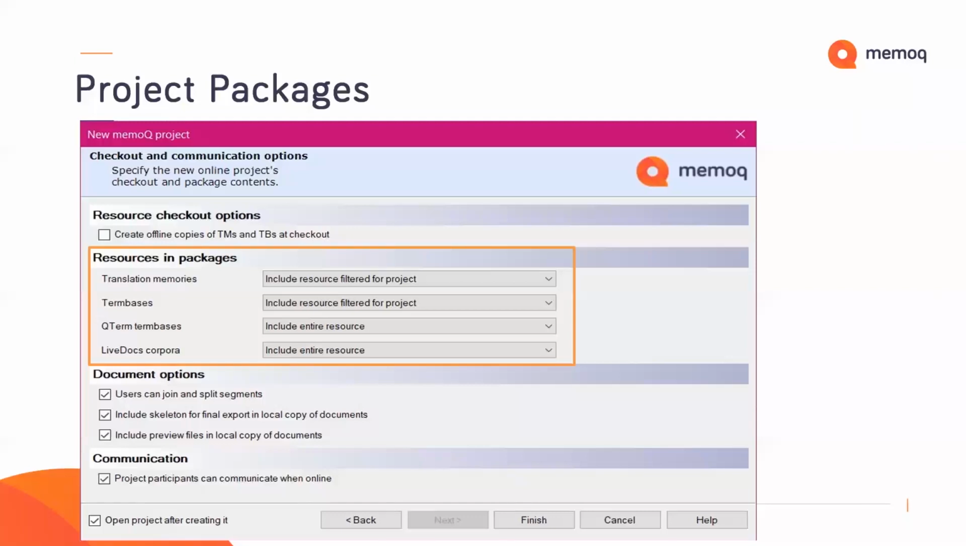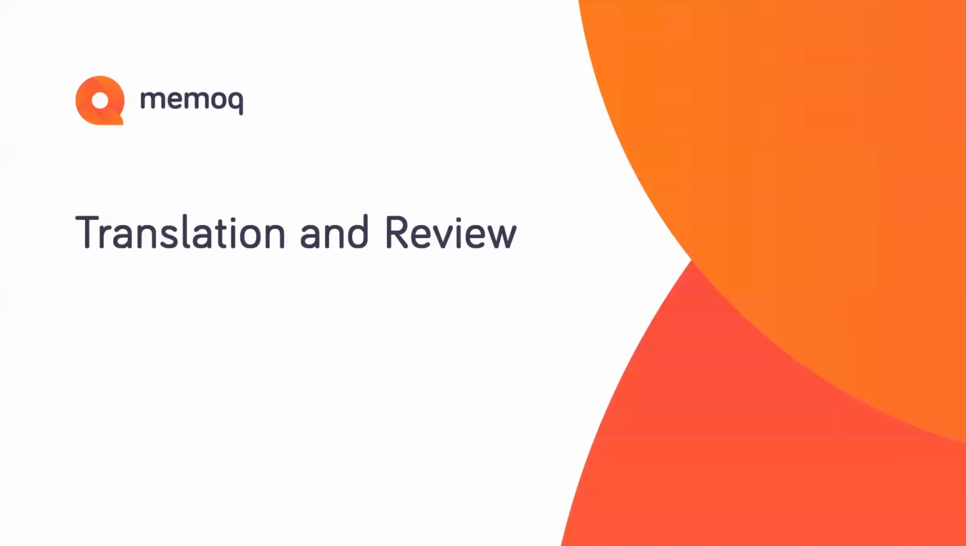And then also the new thing is that you can include entire Q-term bases in the package, or filtered ones, or you can just link them as remote resources in the package. So this is something new. And now we've prepared the packages and the projects. Everyone got what they have to do, and now the translation and review process can start.